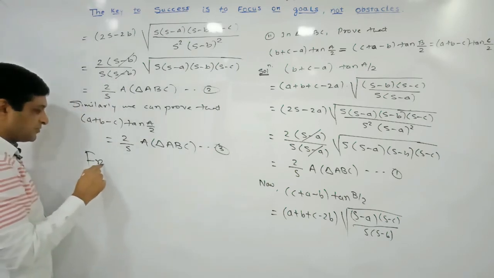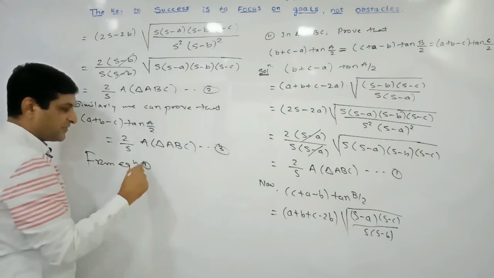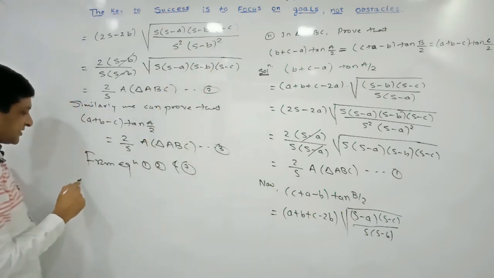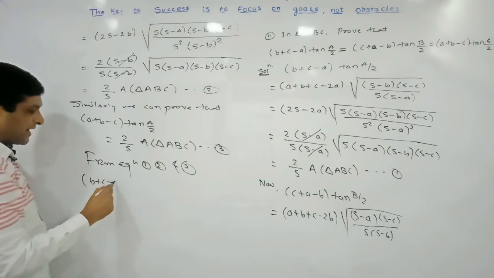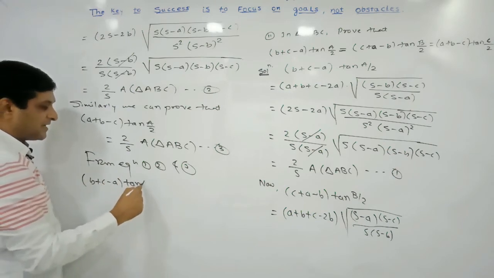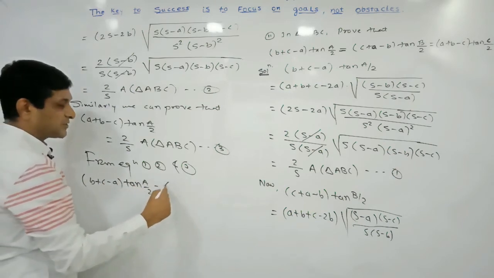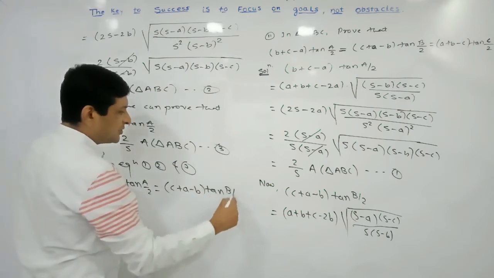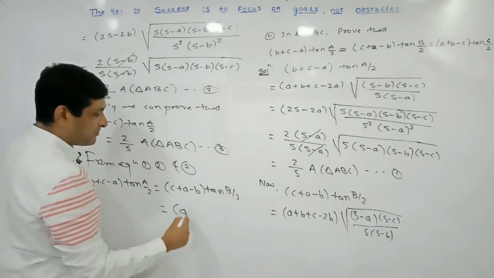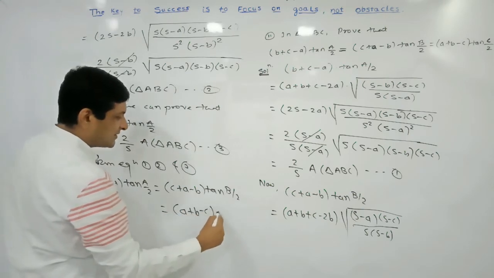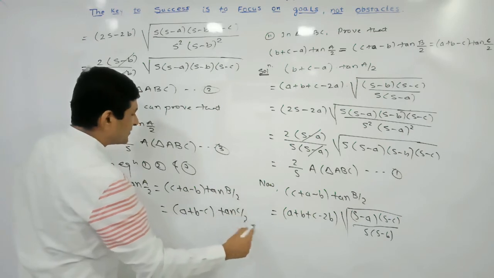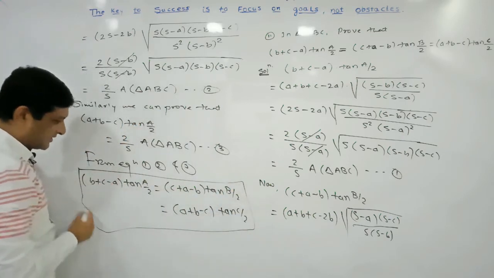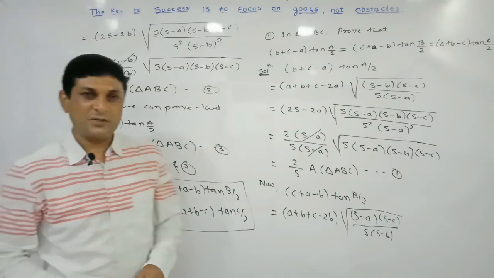And what is our conclusion? From equations first, second and third, we can say that the values of these 3 expressions are equal. Means (b + c - a) tan(A/2) is equal to (c + a - b) tan(B/2) is equal to (a + b - c) tan(C/2). And this is the result which we have to prove here. So this completes the solution of this example.